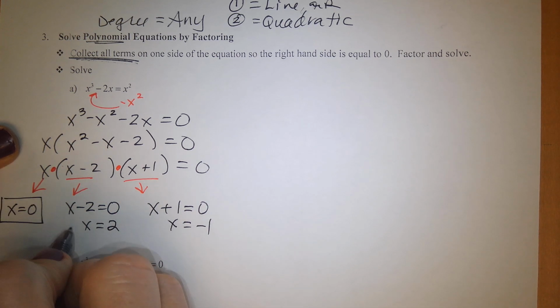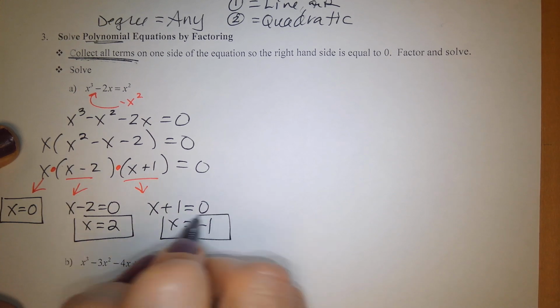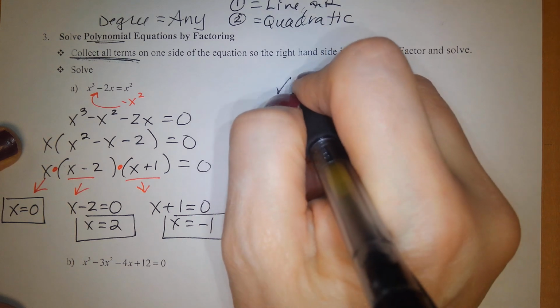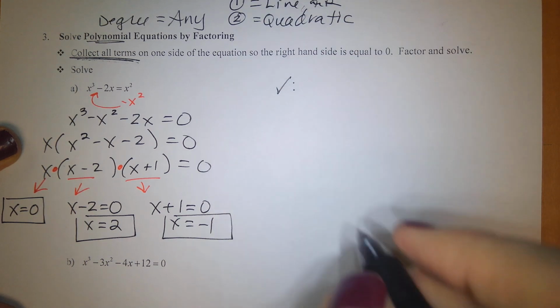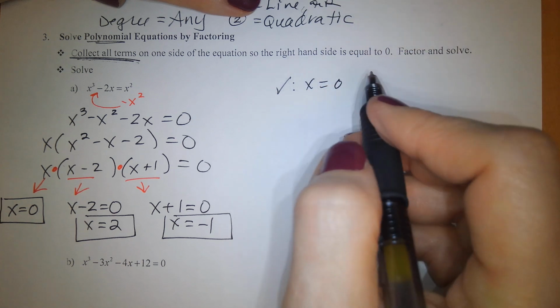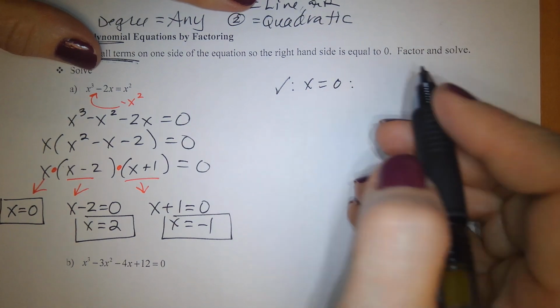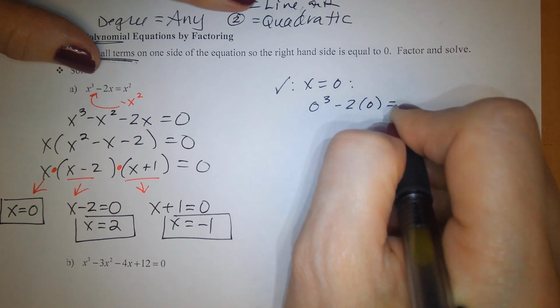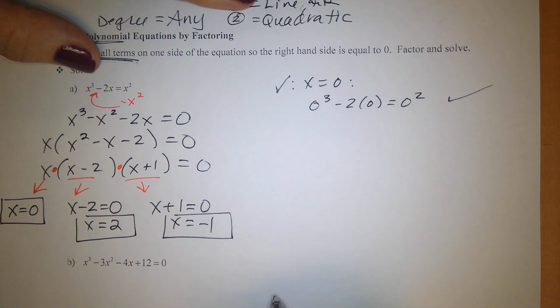x could be 0, 2, or -1. Of course, we always want to check all three answers. So let's check x is 0 first. Is in fact 0 to the third minus 2 times 0 equal to 0 squared? Yes, it is.